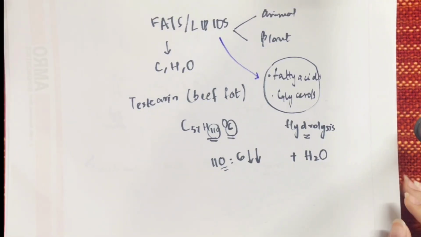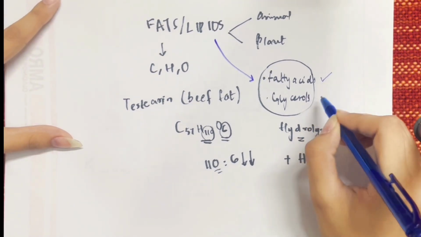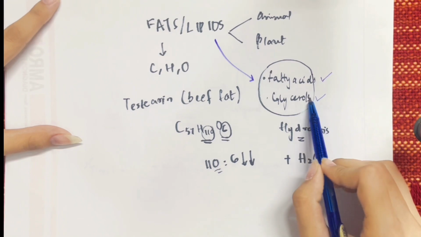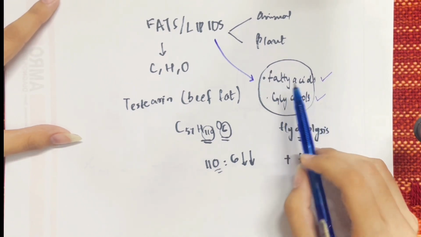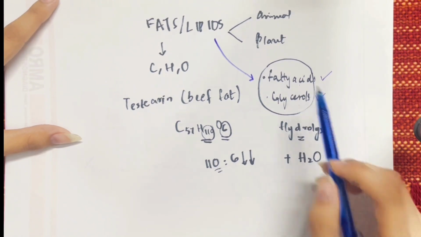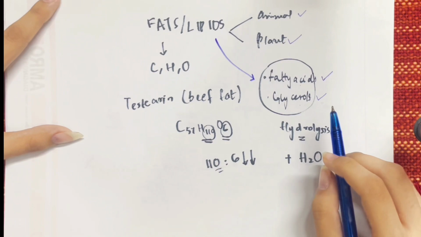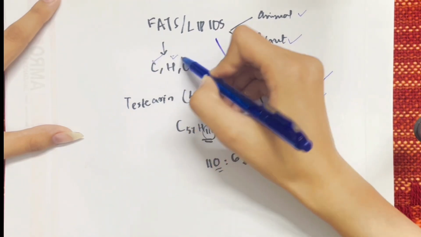When it comes to fats and lipids, they are made up of fatty acids and glycerol. These are the monomers of the fats and the lipids. The fats are made up of fatty acids, while glycerol is the monomer of the lipids. Lipids are mostly found in both animal and plant cells, and they are commonly made up of carbon, hydrogen, and oxygen.